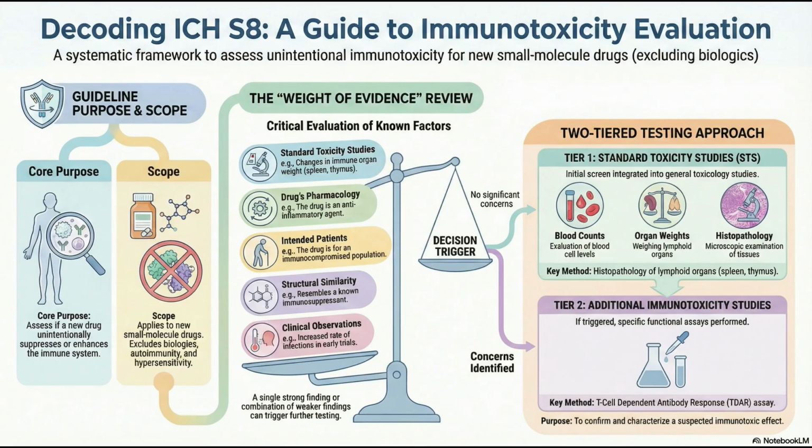Pillar 5, the test. The TDAR is king because it is functional. It proves the system works. Immunophenotyping is secondary because it's just a census. Pillar 6, the stress trap. Never blame stress for thymic atrophy unless you have evidence of adrenal hypertrophy. And pillar 7, the deadline. Finish the studies before Phase 3. Boom. There it is. If you can explain those 7 points, you own this topic.